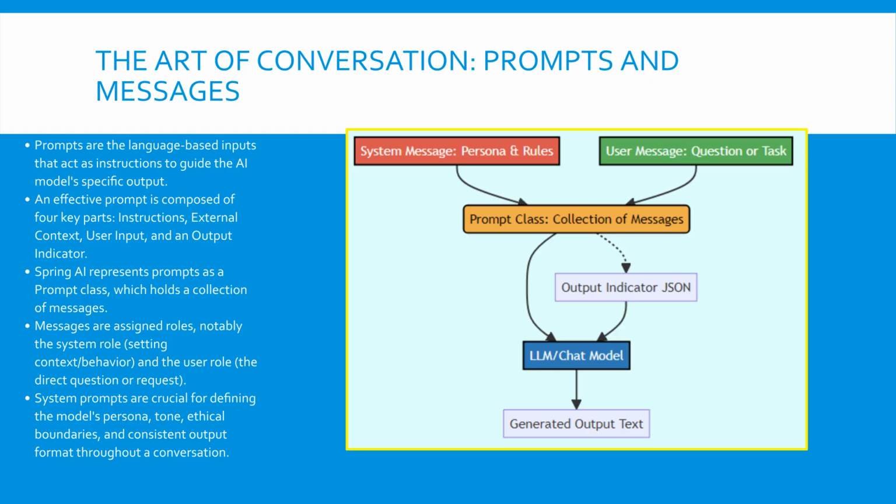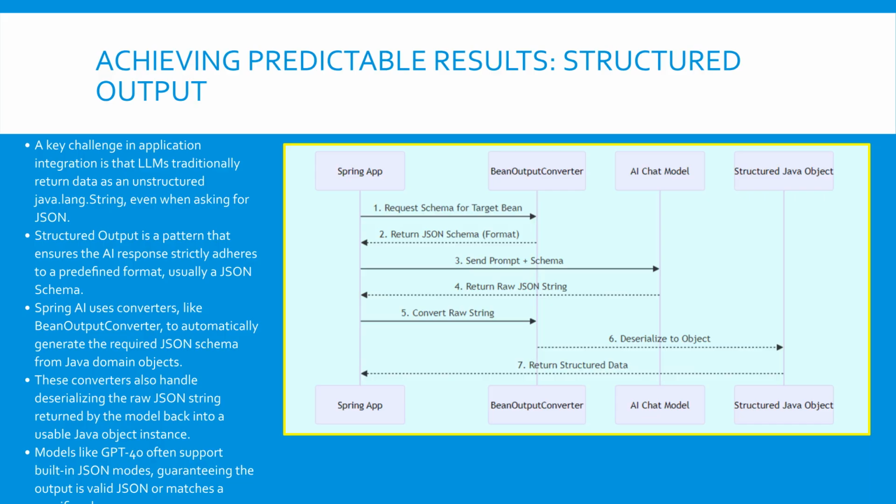An optional but important component is the output indicator, which specifies the desired format for the response, such as asking for JSON. The LLM processes all these inputs and returns the generated output, usually as text. Understanding the distinction between the system message and the user message is fundamental to effective prompt engineering. What are the two core message roles within a Spring AI prompt, and what is the primary purpose of the system message? The core roles are system and user, and the system message sets the model's persistent behavior, context, and constraints. While prompts guide the content, they don't always guarantee the format, which is a major challenge for developers.